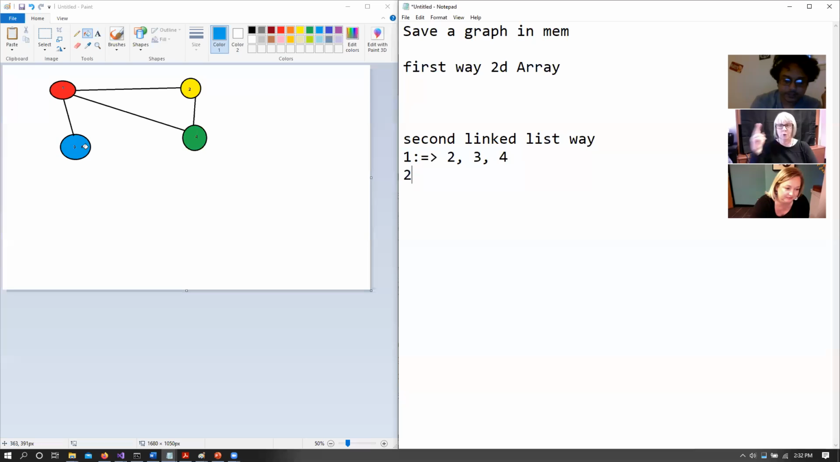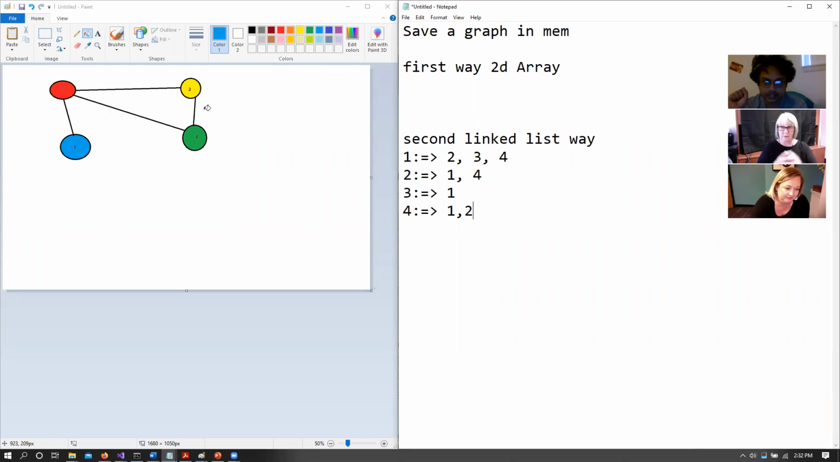The next one that we have is node number 2. Now, node number 2 is connected to 1 and 4. Right? We have 1 and 4. Node number 3 is only connected to 1. So we just have 1 here. Node number 4 is connected to both 1 and 2. So we have 1, 2. Right. So this is a data structure that we can use to represent our graphs.